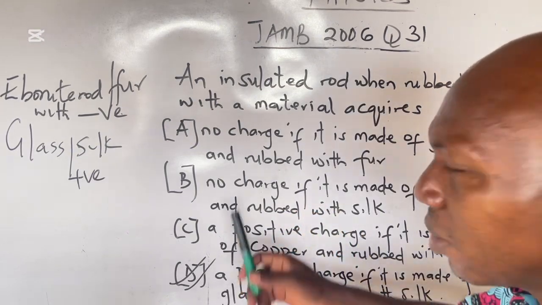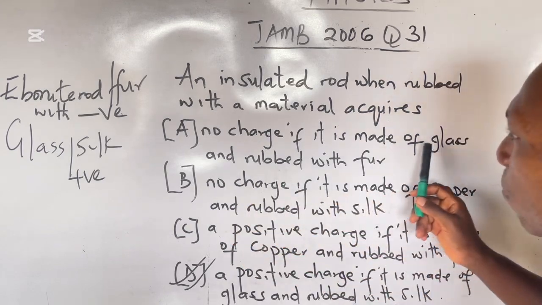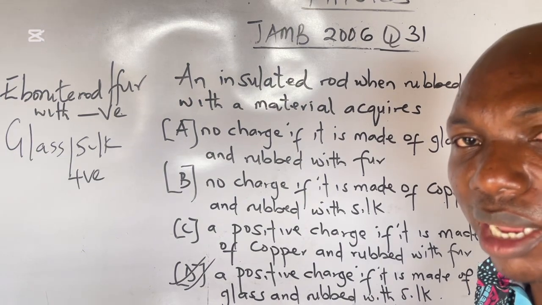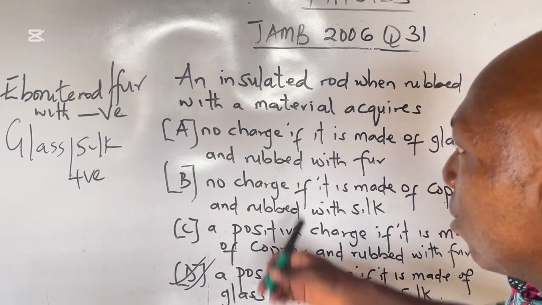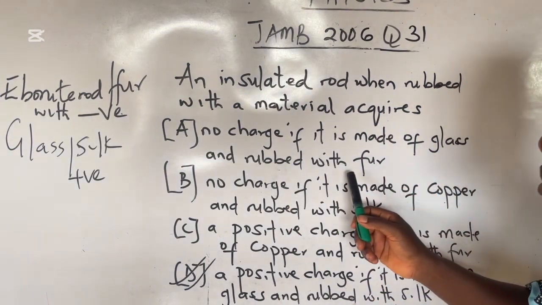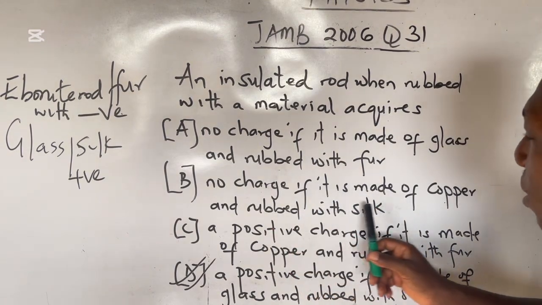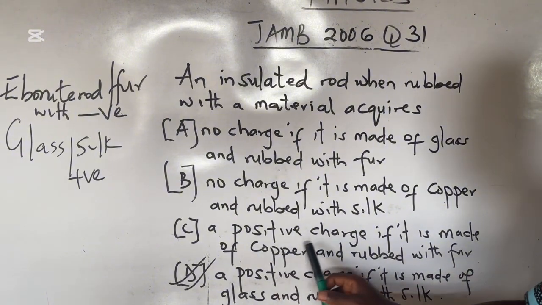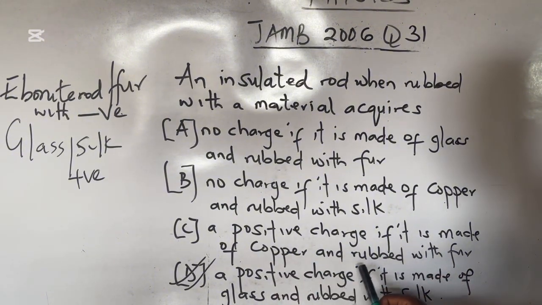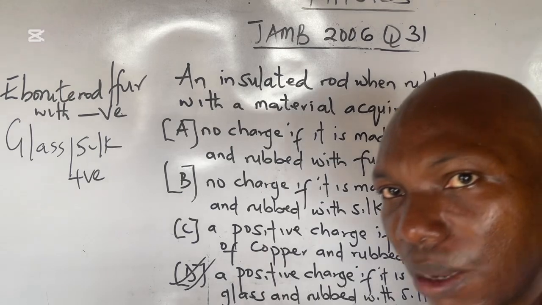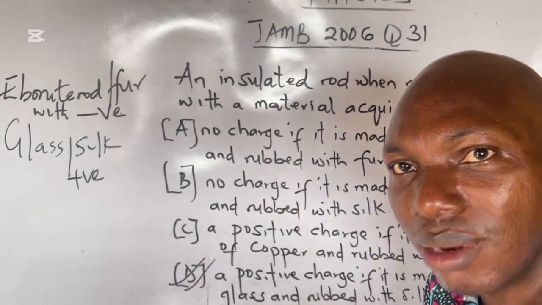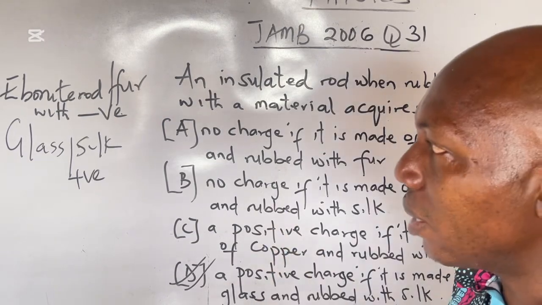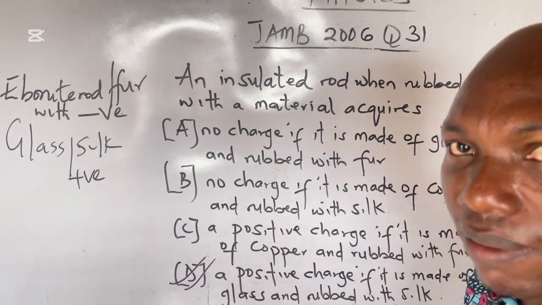Let's see the options. No charge if it is made of glass and rubbed with foam. Electric charges do not tell us that. When you have glass rubbed with foam. No charge if it is made of copper and rubbed with silk. A positive charge if it is made of copper and rubbed with foam. The only concept we know is when an ebonite rod rubbed with fur will give us a negative charge, and when glass is rubbed with silk, it gives us a positive charge.